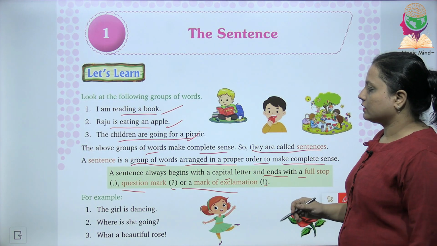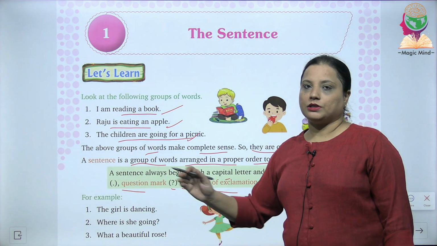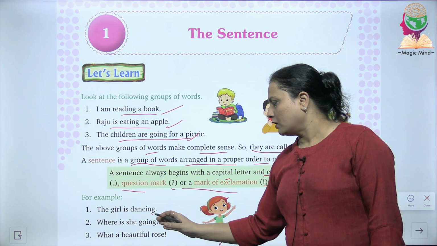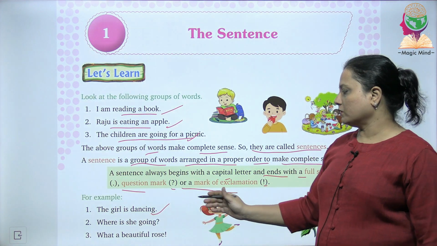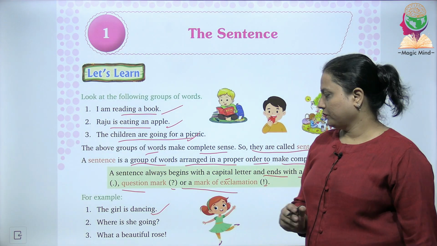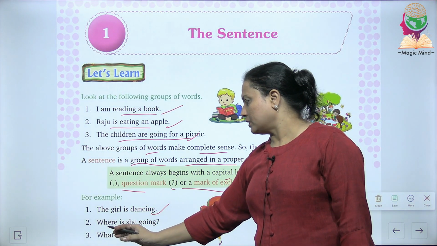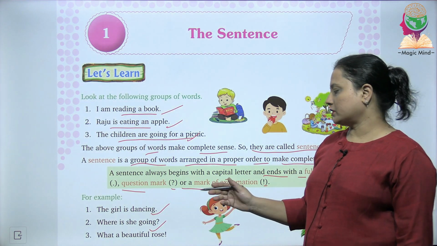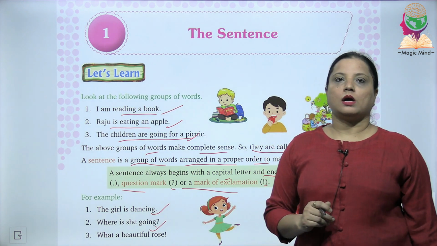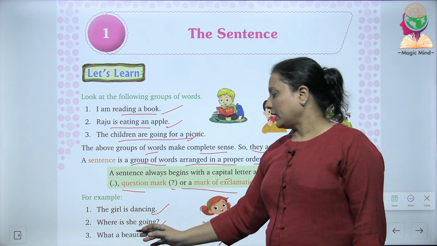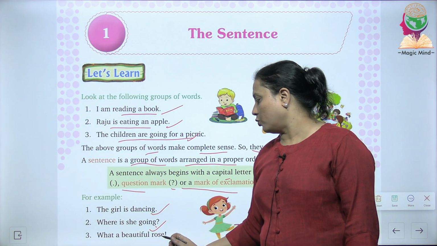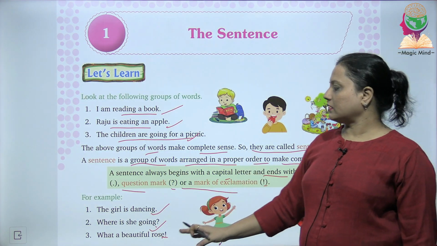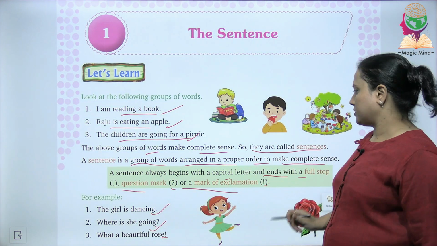Now, there are certain examples given over here. Let's read them quickly. For example, the girl is dancing. In this sentence, they have put a full stop. The other sentence is, where is she going? This is a question, hence they have put a question mark at the end. Next, what a beautiful rose, with an exclamation mark. That means it's an exclamatory sentence.